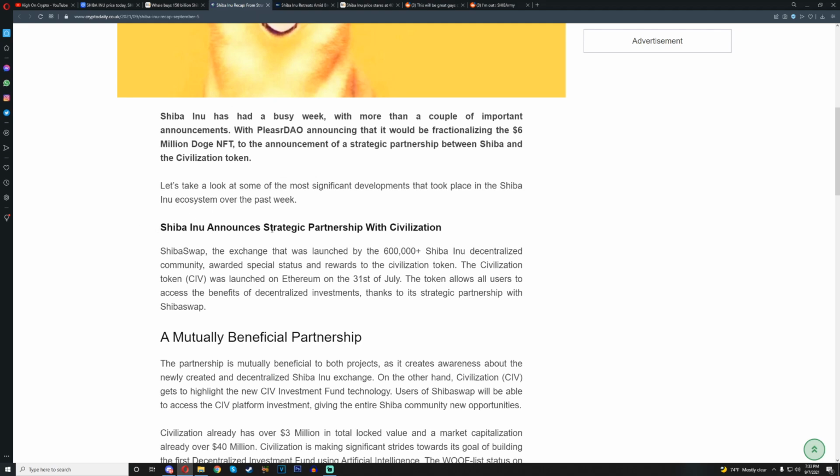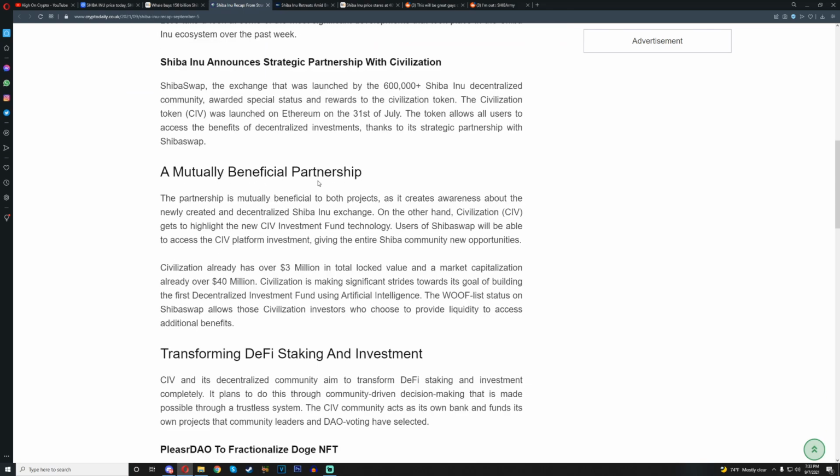Shiba Inu announces strategic partnership with Civilization. ShibaSwap, the exchange that was launched by the 600,000-plus Shiba Inu decentralized community, awarded special status and rewards to the Civilization token. The Civilization token was launched on Ethereum on the 31st of July. The token allows all users to access the benefits of decentralized investments, thanks to its strategic partnership with ShibaSwap, a mutually beneficial partnership.